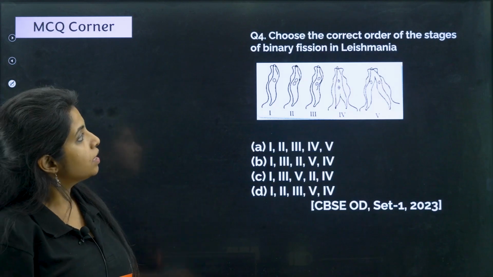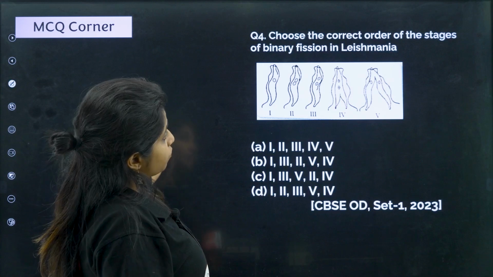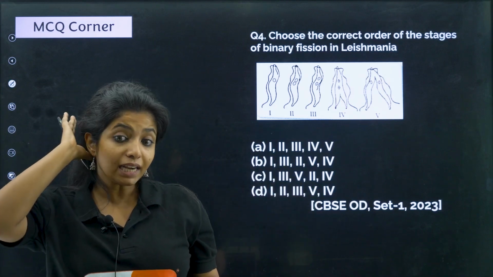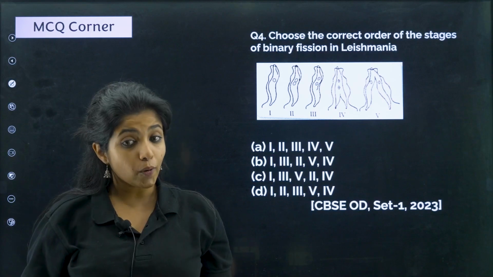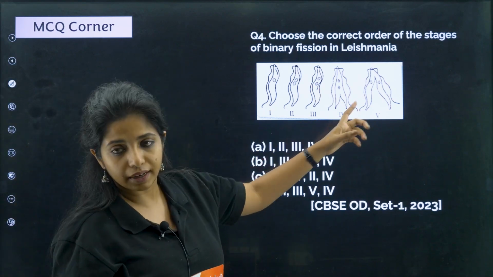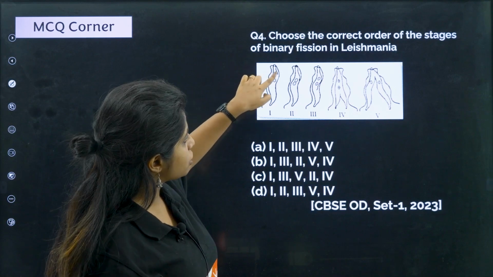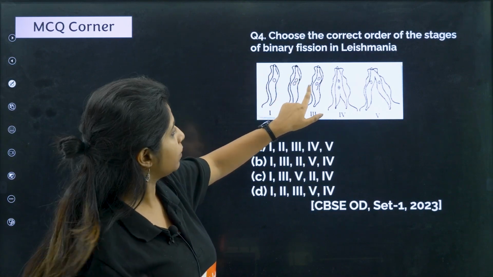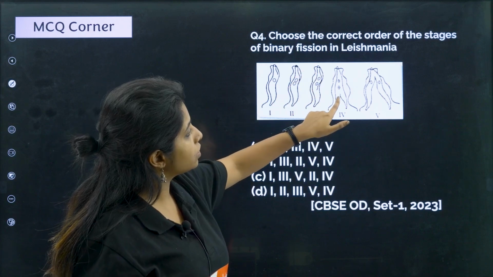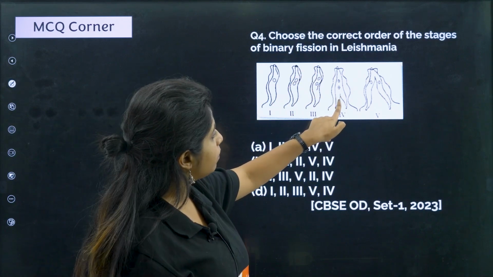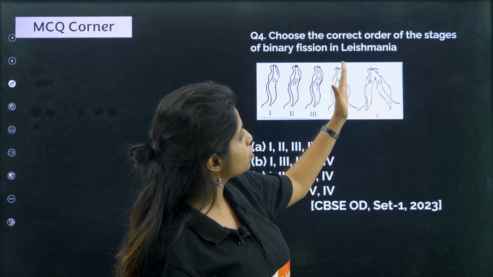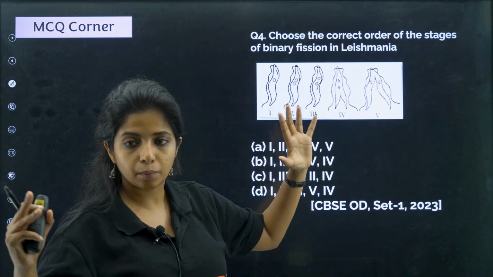Okay, now next. Choose the correct order of the stages of binary fission in Leishmania. Leishmania basically causes kala azar, sleeping sickness as well. So how do they divide? You see over here they have flagella, they make one more. The nucleus also divides. After the nuclear division completes, a slit comes in from the upper angle. So there is a longitudinal axis through which they bifurcate their body into two.